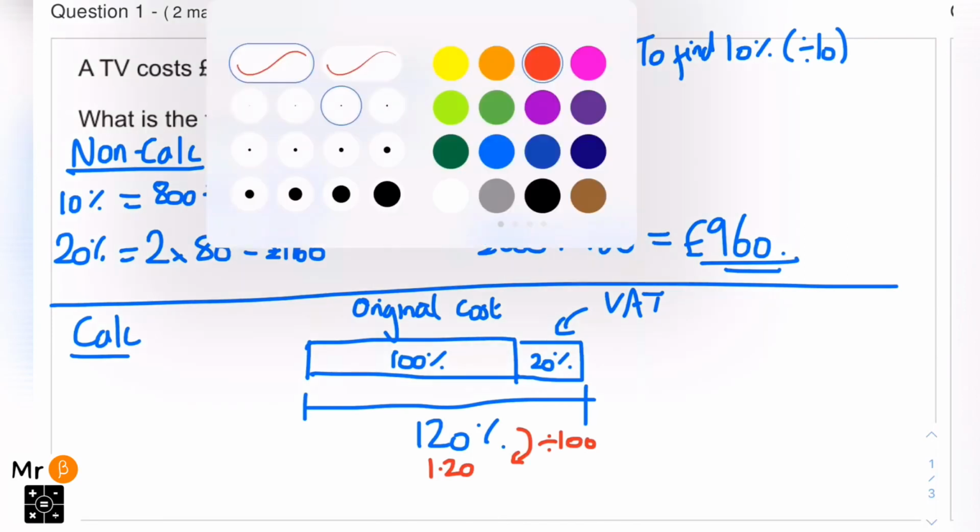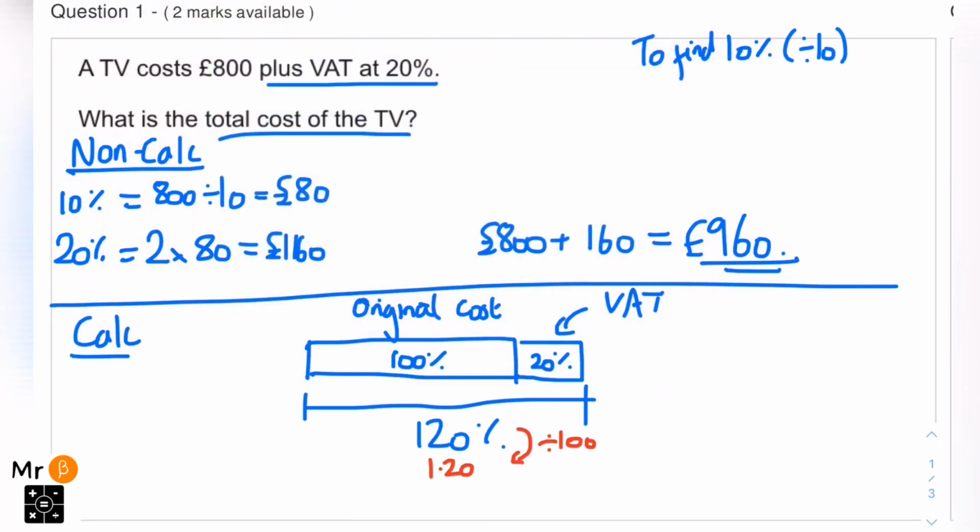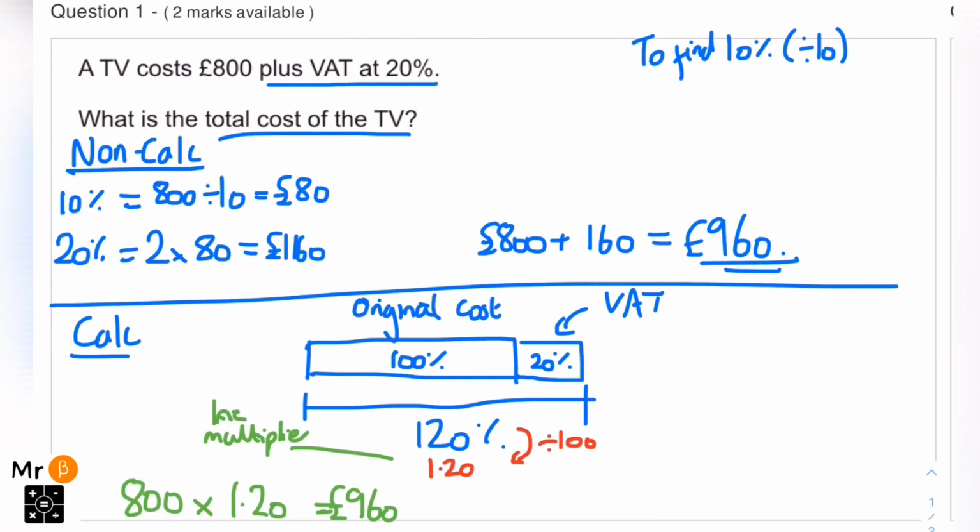So now, to get your answer, you take your price, 800, you times it by this 1.20, which is actually called our increase multiplier, and you get your answer, £960. So two slightly different methods depending on which paper it turns up in.